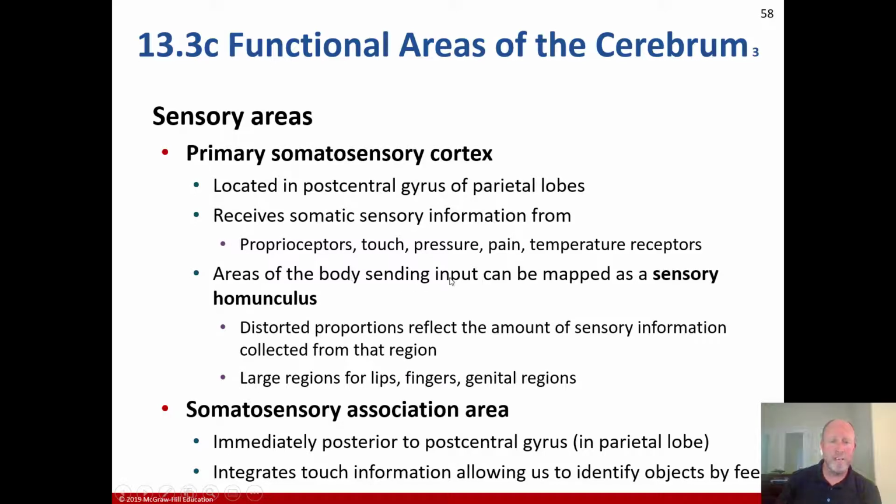The areas of the body sending input can be mapped as a sensory homunculus. Basically, distorted proportions reflect the amount of sensory information collected from that region, of that afferent information. Large regions for lips, fingers, genital regions. Somatosensory association area, it's immediately posterior to the postcentral gyrus in the parietal lobe. It integrates touch information, allowing us to identify objects by feel.